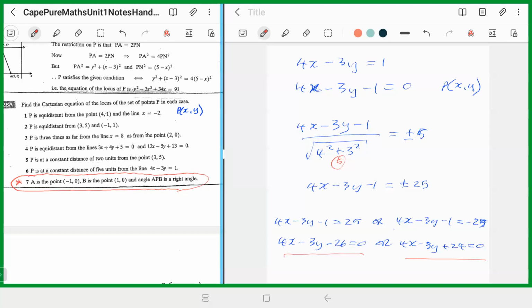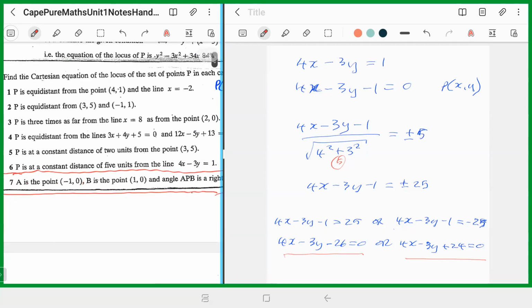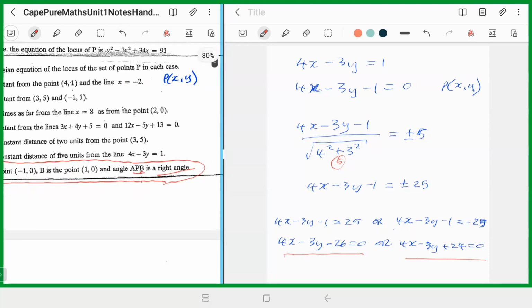All right. So this one says, A is the point minus 1, 0. B is a point 1, 0. And the angle APB is a right angle.